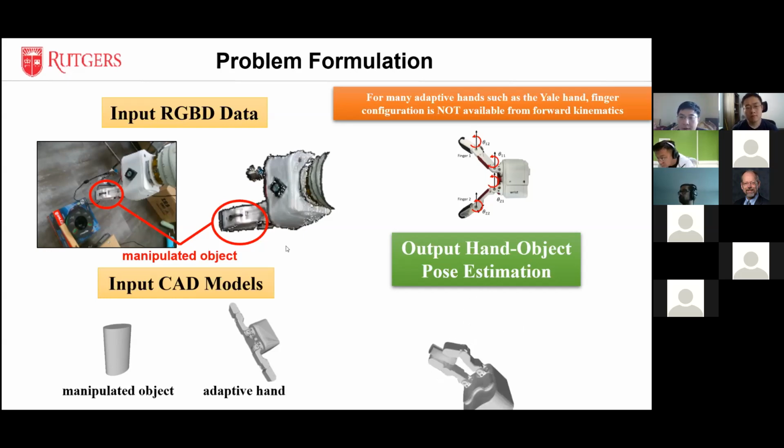And one thing to note is that we are considering adaptive hands where the forward kinematics of the fingers are not necessarily available. For example, the yellow adaptive hand in this case has no forward kinematics for the fingers, and the forward kinematics is only up to the wrist. So we also need to estimate the finger configuration.